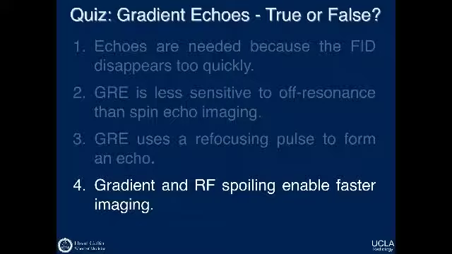Okay, so a little bit about how those gradient echoes are formed. Probably the key thing to remember is that the spin echo requires a refocusing pulse. The gradient echo uses gradients. It uses gradients to form an echo. Even if conceptually that's not obvious, that's a good thing to remember.